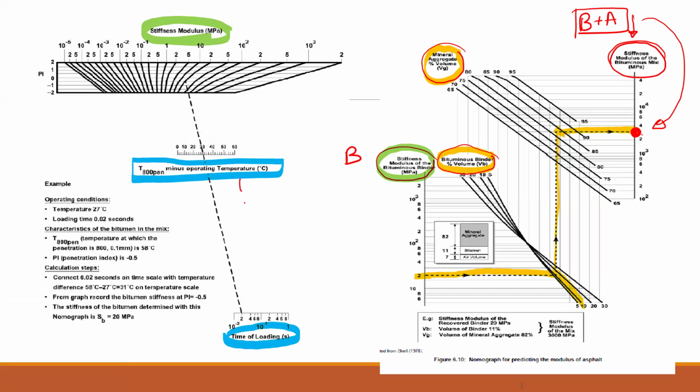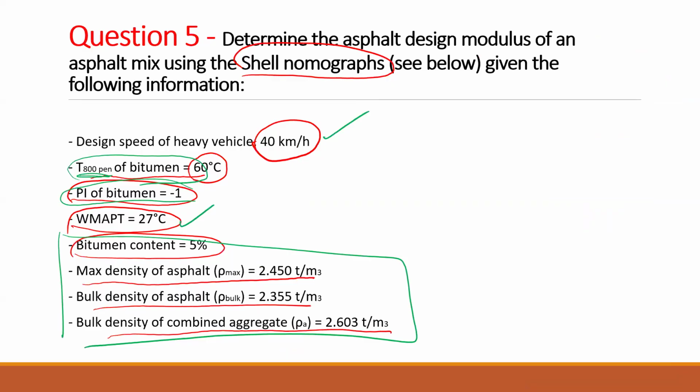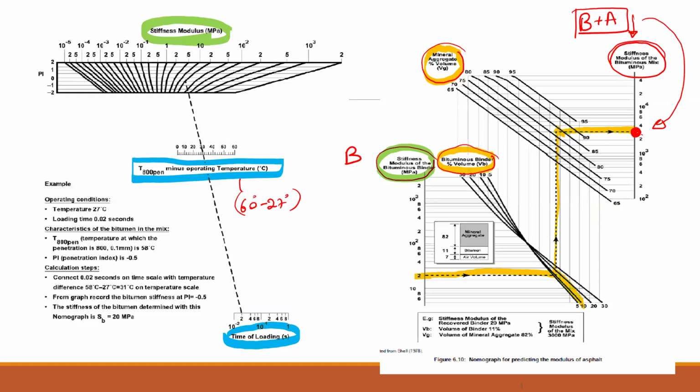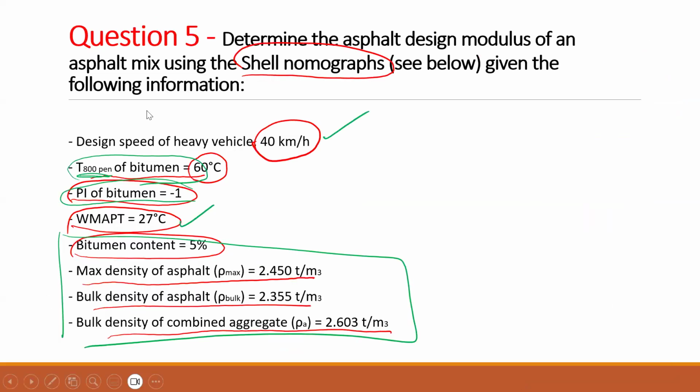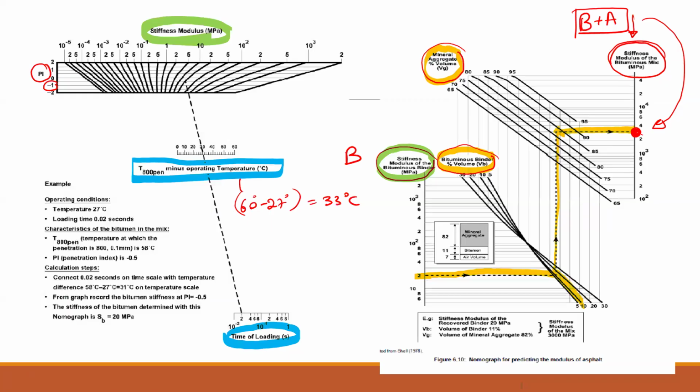Am I right? This one we know, because 60 minus 27. Penetration temperature is 60. Go back to the question: 60, and the working temperature is 27. So this is straightforward, which is 33 degrees in our case. And the penetration index, in our case we have -1. It's also given in our question, see? Am I right?